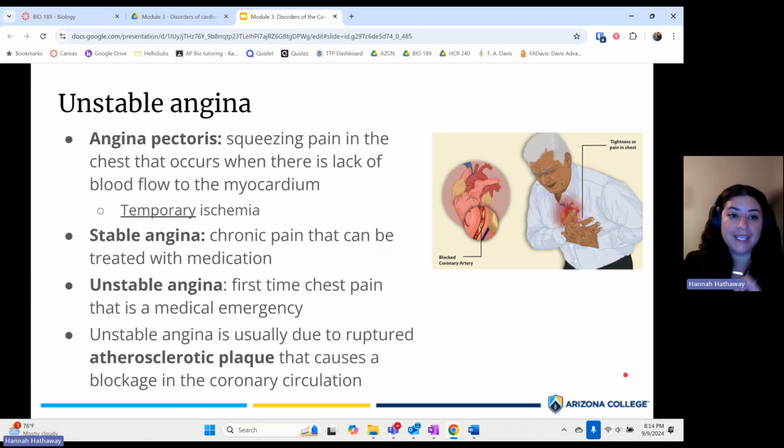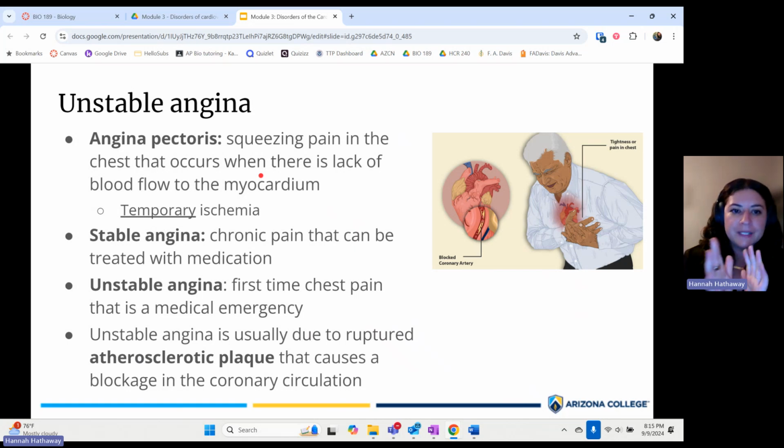Okay, so let's talk about angina. The full name is angina pectoris, which just means chest pain. So squeezing pain in the chest. It is due to that ischemia, due to lack of blood flow to the heart. Specifically, this is temporary ischemia. Any ischemia is probably going to be painful. The heart's like, help, I'm suffocating. I have no oxygen. It's going to be painful, but it's temporary, meaning you're not going to have that infarction. You're just going to have little bouts of ischemia.